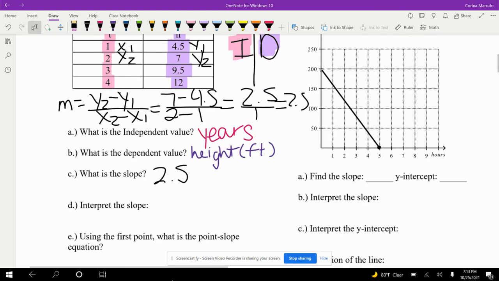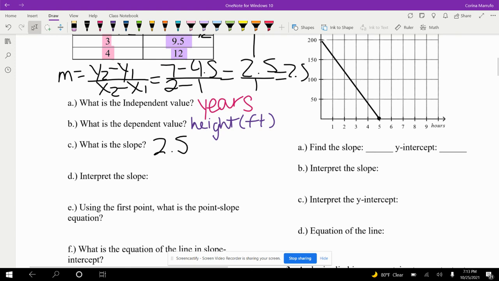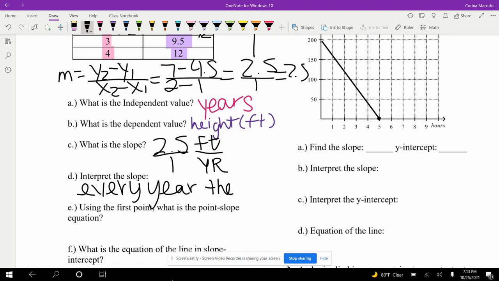So my slope here is going to be 2.5. Okay, so then here it says interpret the slope. So since this is 2.5 over 1, that means the rise is my feet. So it's going to be 2.5 feet every year. Okay, so interpret the slope: every year, the plant grows 2.5 feet.